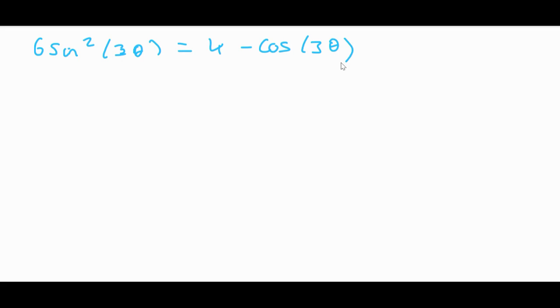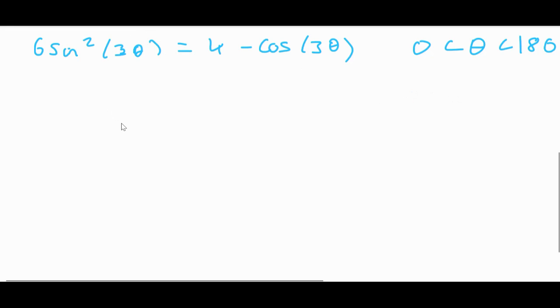Okay, so the type of equations you'll be asked to solve involving trigonometry: you'll be given a trigonometric equation, and I'm going to give one. The equation we're going to solve is 6 sine squared 3 theta = 4 minus cos 3 theta. Then you're also given a range of theta values to solve for. In our case, theta is greater than 0 and less than 180 degrees. So we're just looking for solutions of theta in this range.